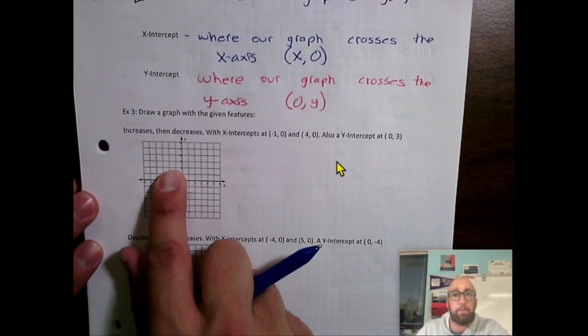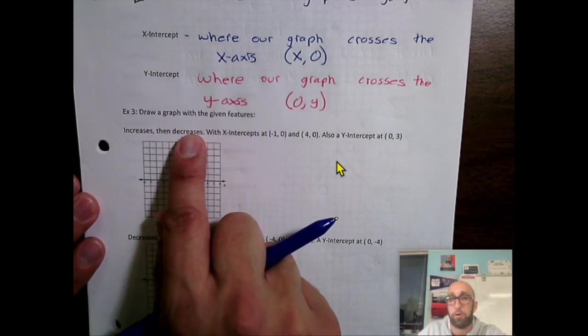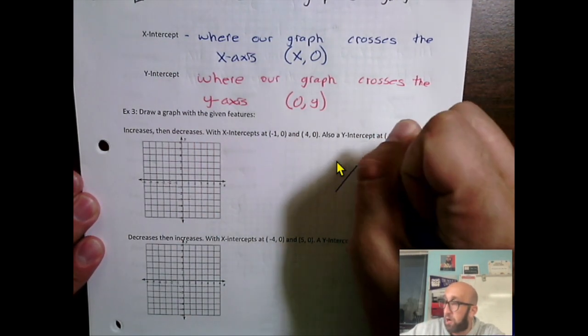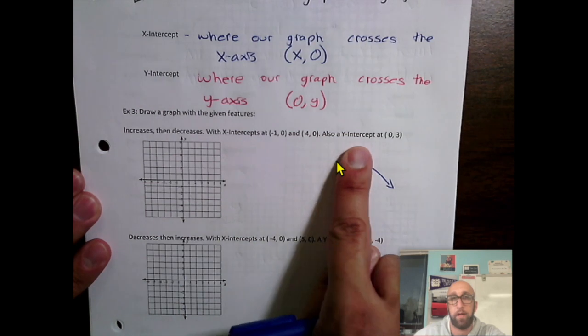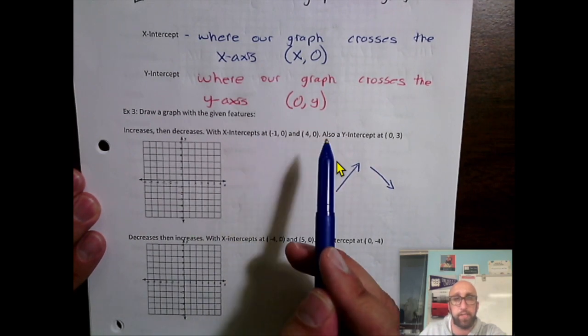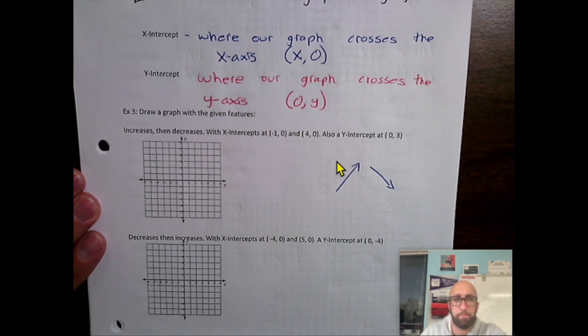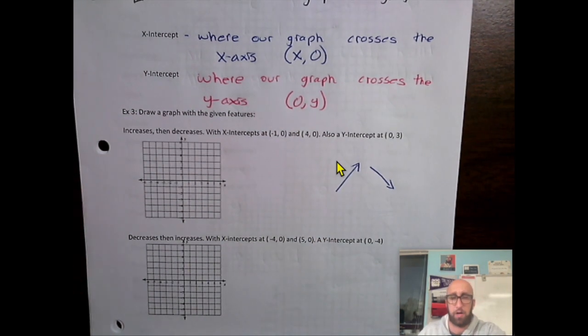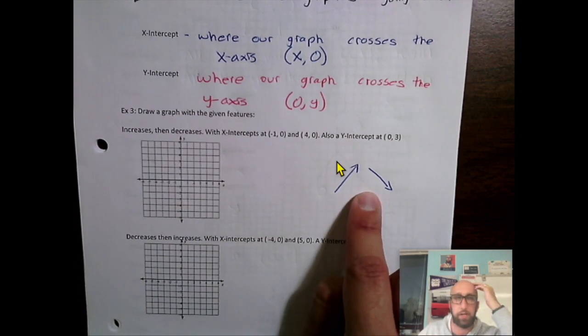We need to draw a graph that is going to increase, then decrease. So increase, then decrease, meaning it needs to go up, and then it needs to come down. That's what we mean by increase, then decrease. As you trace from left to right, go up, and then you trace left to right, it goes down. It needs to increase first, then decrease, with x-intercepts (-1, 0), (4, 0), and a y-intercept at (0, 3), okay? I'm just going to plot these intercepts on there first, and then it's a game of connect the dots that follows this increase then decrease situation.